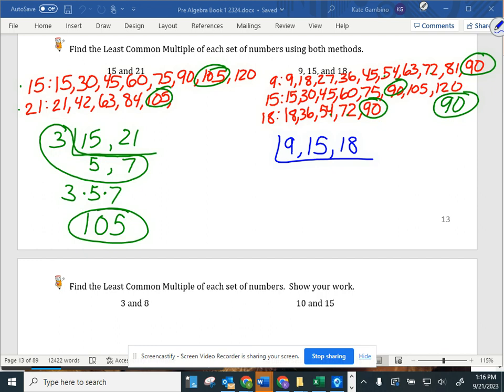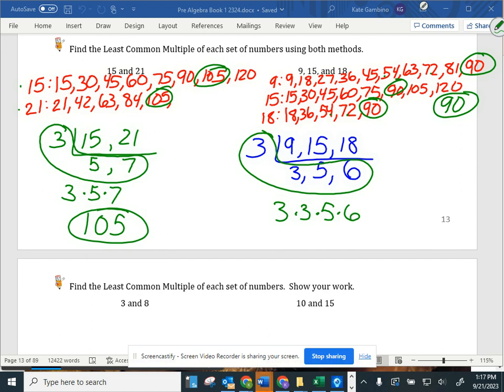So now we have 9, 15, and 18 with our table method. What prime can I divide out of 9, 15, and 18? A 3. 9 divided by 3 is 3. 15 divided by 3 is 5. 18 divided by 3 is 6. Is there another number that they all share? No. So I have to multiply all of these numbers together: 3 times 3 times 5 times 6.